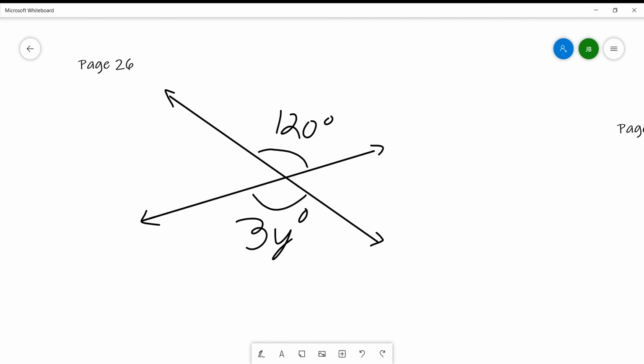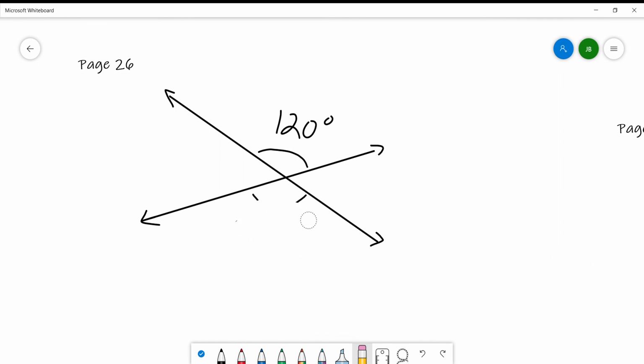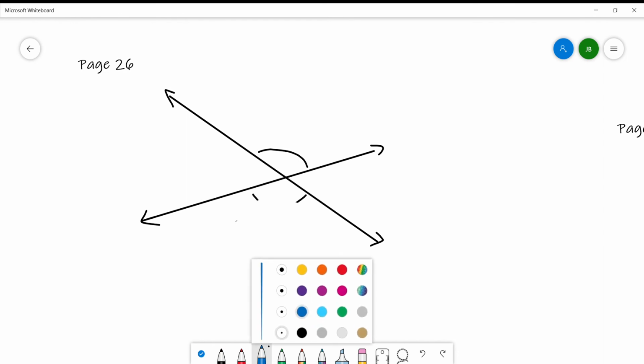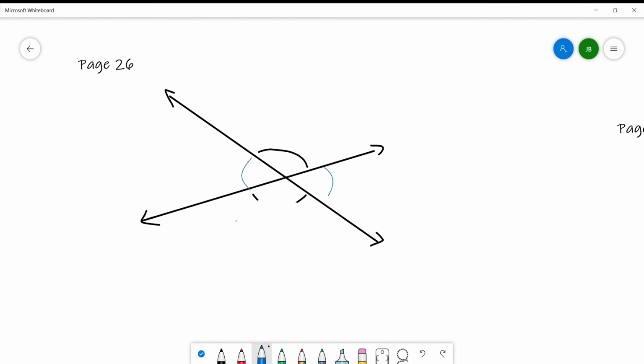Oops, I want that to stay there. All right. All right, so they give us these angles. Tell you what, we'll use skinny pen. So this one is 76 degrees. And they're like, well, just with this amount of information, how can we determine what the other measures are?